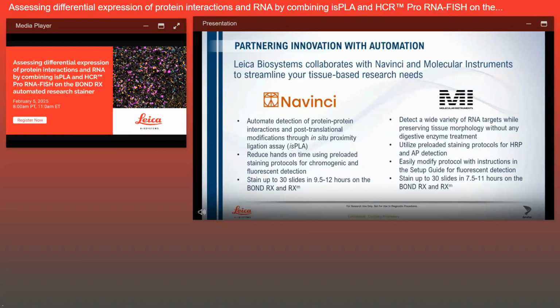With Molecular Instruments, you are able to detect a wide variety of RNA targets while preserving tissue morphology without any digestive enzyme treatment, utilize preloaded staining protocols for HRP and AP detection, easily modify protocol with instructions in the setup guide for fluorescent detection, and stain up to 30 slides in 7.5 to 11 hours on the Bond RX and RXM.